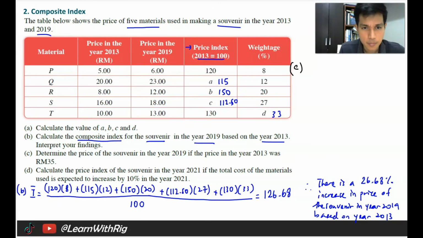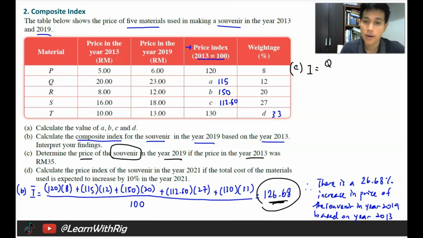what they're asking, determine the price. Okay, again, when they ask for price, the only formula is price index, right? Index number formula. Okay, so price index of the souvenir in year 2019. So they want the price in 2019 if the price in 2013 was 35. So the formula is what? Price index formula. It is Q. Because it says price of souvenir, we cannot take individual price index. We have to take the composite index because the souvenir. So you have to combine everything.